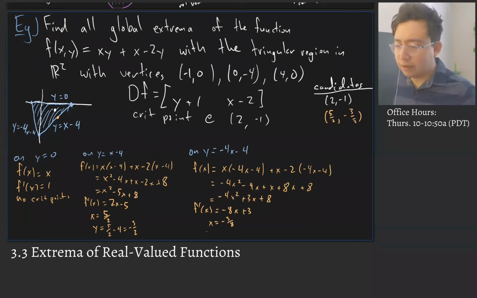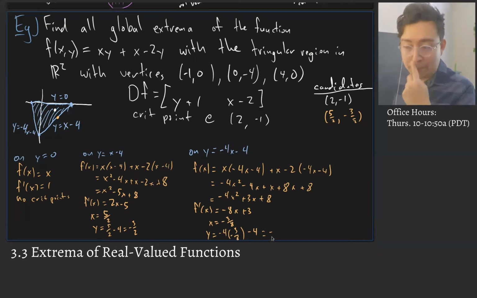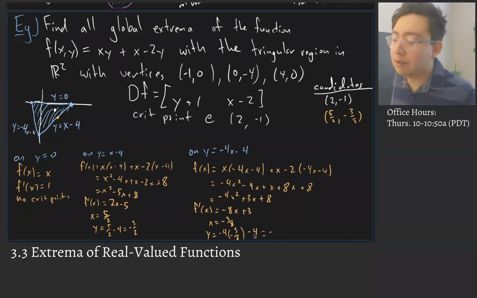Okay, so then the corresponding y value is going to be negative 4 times negative 3/8 minus 4, which simplifies to 3 halves minus 4, which is negative 5/2, I believe. Let me double check that. It's 3/2 minus 4, which is 8/2. Yeah, that's minus 5/2. So we get negative 3/8 comma negative 5/2.